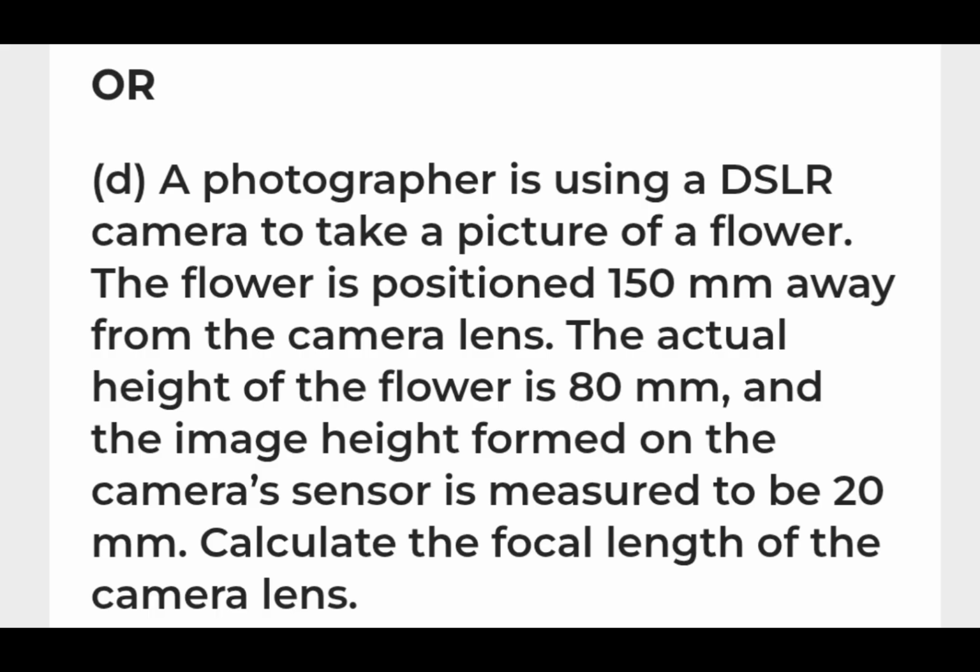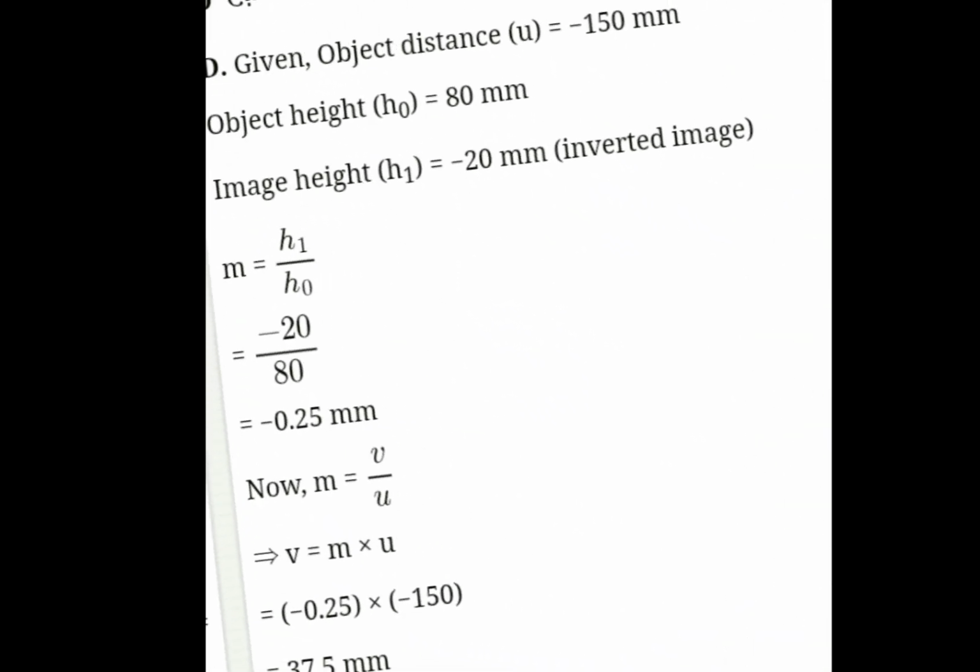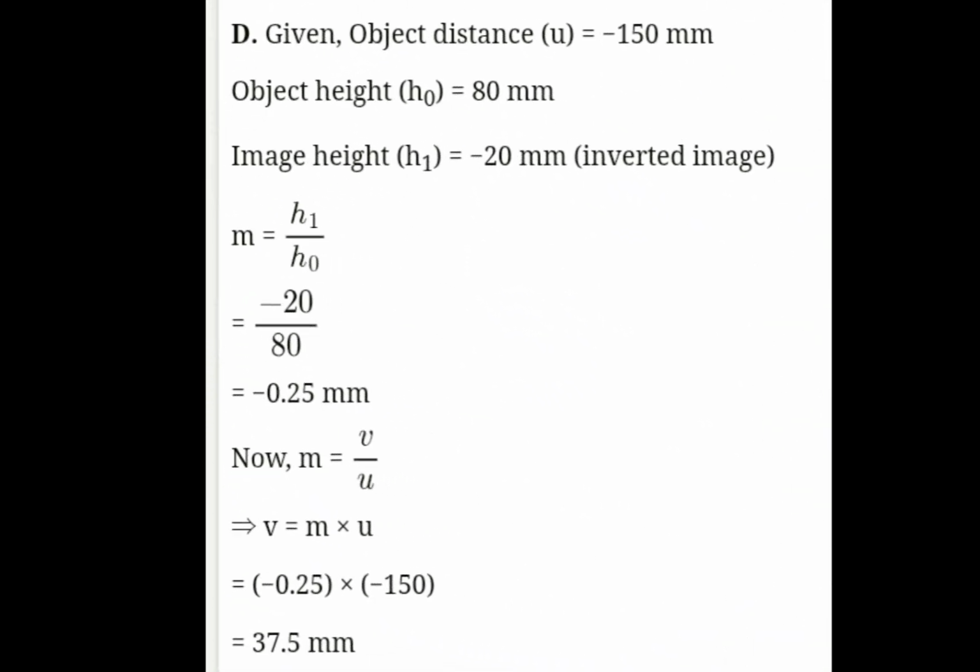Height of the flower they gave, that means the object height is 80 millimeter, and the image of the flower, that means the image height, is 20 millimeter. So here we should use magnification. What is the magnification formula? Ratio of height of the image by height of the object. So m is equal to hi by h naught.